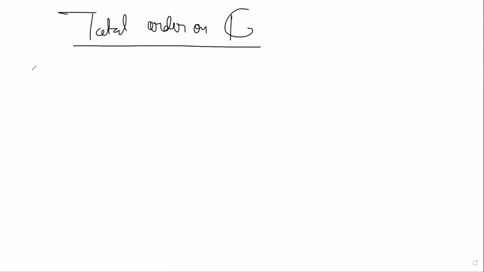Let's say you have one complex number, a1 plus i b1, and you have another complex number, a2 plus i b2. How do you compare them? I will just do what is called a dictionary comparison, or lexicographic comparison, as it's also called.